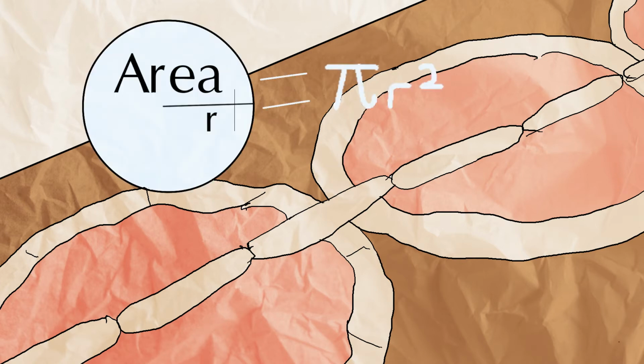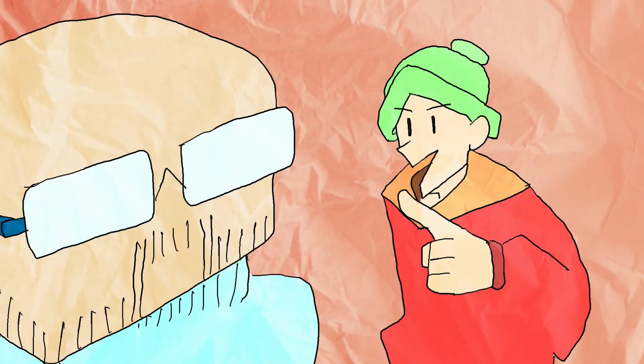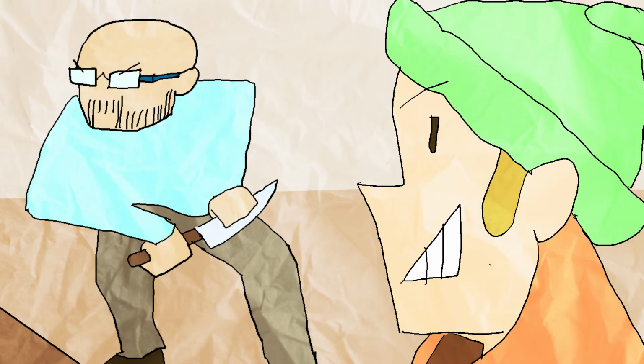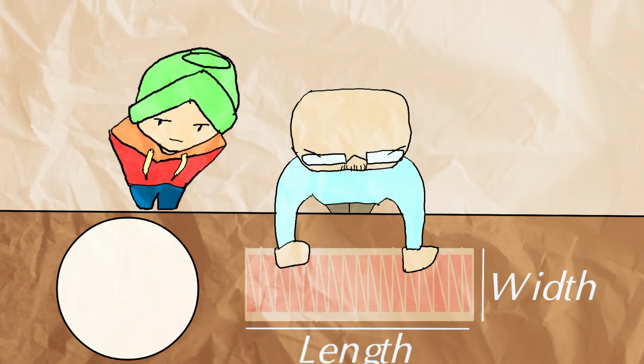But pi is also related to a circle's area. But why is it pi r squared? Well, cut a pizza into really thin slices, and then form these slices into a rectangle.